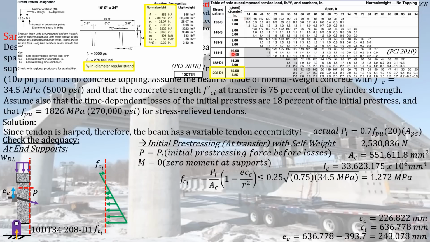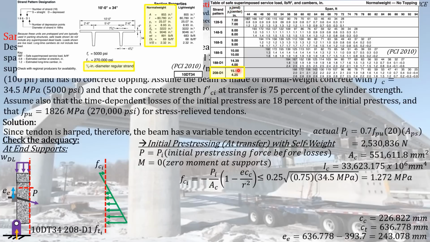Again, you have to be cautious. The eccentricity that you will use now for the checking of the adequacy at end supports must not be the 4.25 but the 15.50, the distance of the pre-stressing reinforcement with respect to the bottom of the section at the end. So you have to use the values specifically for the end of the section or beam that we are designing.